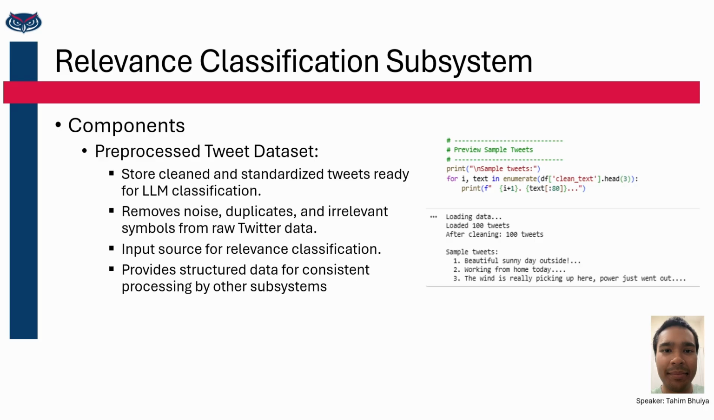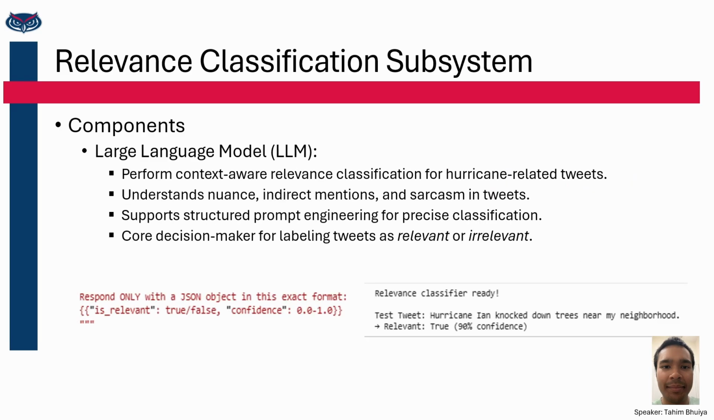Alright, so our next component is a large language model, which is the core of our relevance classification subsystem. Instead of relying on keyword matching, our model performs context-aware classification that understands nuance, indirect references, and even sarcasm, which is something traditional models often miss. Because it supports our structured prompt engineering, we can give it very specific instructions on how to decide whether a tweet is hurricane related or not. This makes the model the main decision maker in labeling tweets as relevant or irrelevant, and ensures our pipeline only continues with meaningful data.